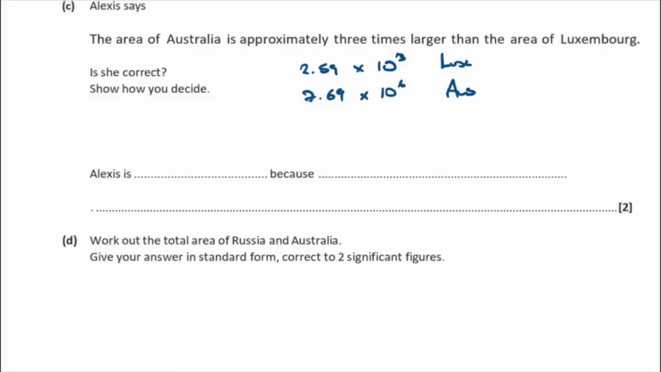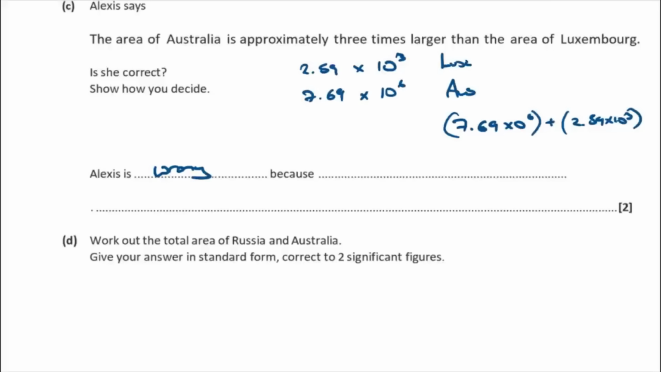So Alexa is wrong. And the way you can do that, you can just divide one by the other, can't you? So if you type into your calculator 7.69 times 10 to the 6 divided by 2.59 times 10 to the 3, it will tell you how much bigger one is compared to the other one, won't it? Now, to do that on your calculator, you want to be using the times 10 to the x button down at the bottom here.